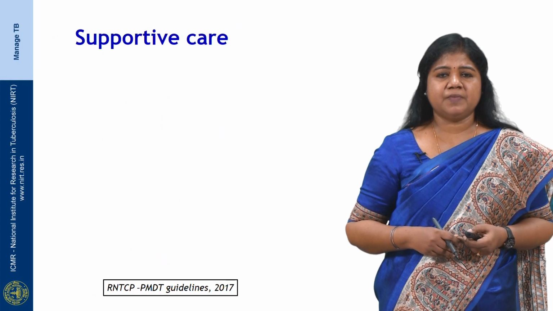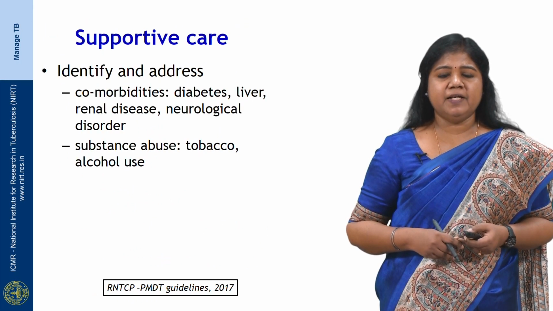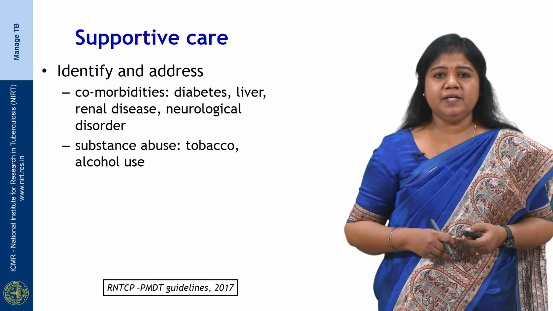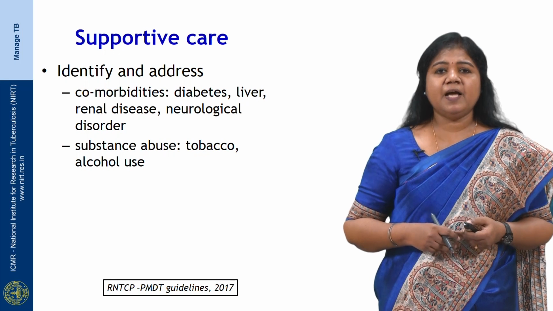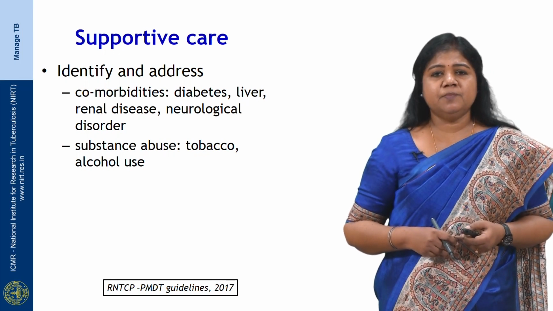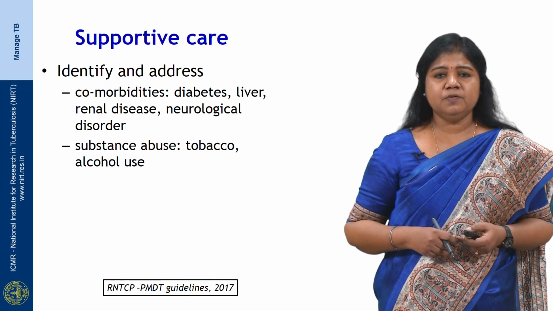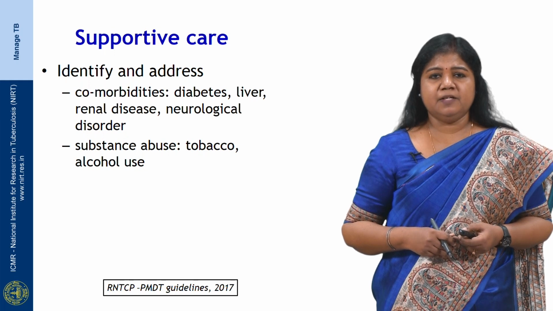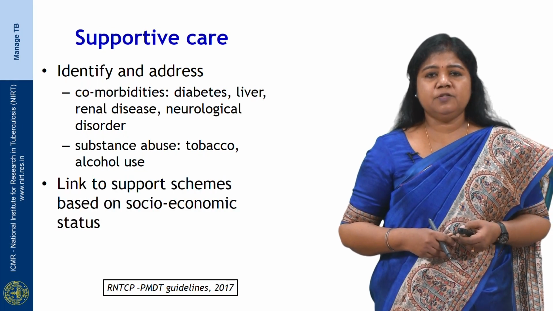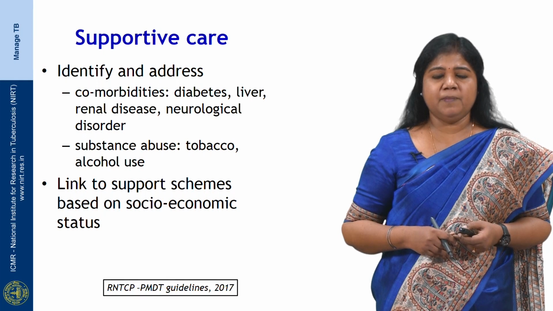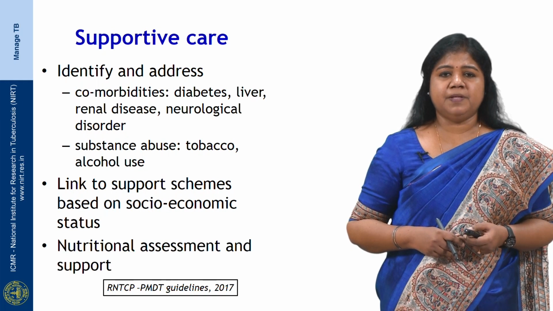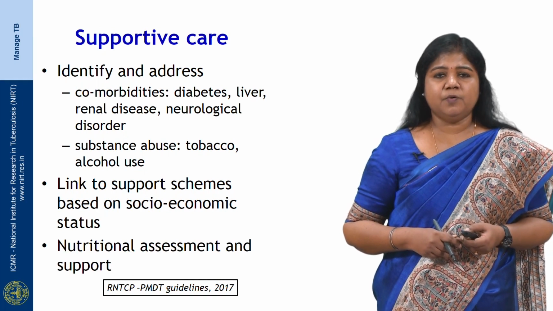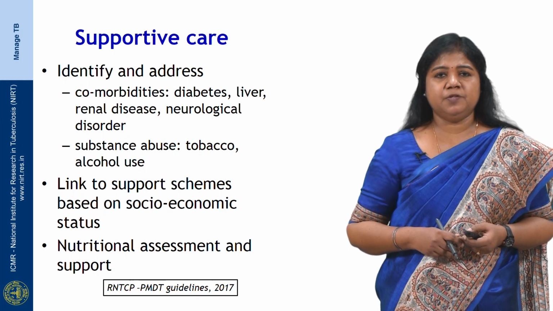TB treatment. Supportive care has to be provided, and it is very important to identify and address comorbidities like diabetes, liver and renal disease and neurological disorder. For substance abuse, which includes tobacco and alcohol use, appropriate counseling has to be given and interventions have to be planned accordingly. The patients have to be linked to support schemes based on socio-economic status because that plays a very important role in continuum of treatment. Nutritional assessment and support as applicable has to be provided to the patient.